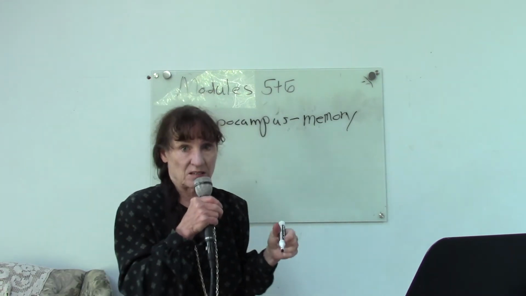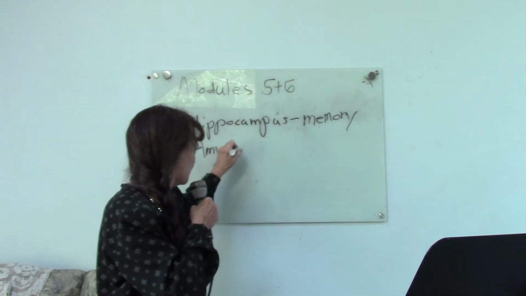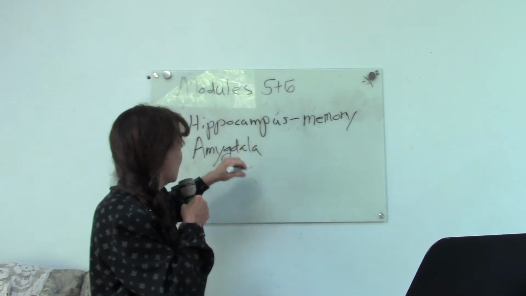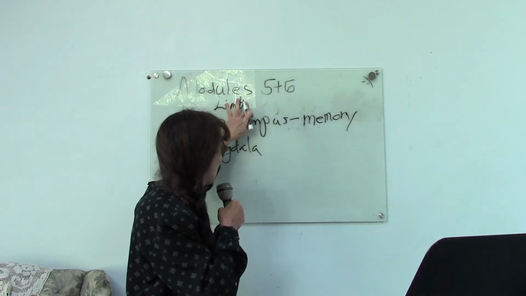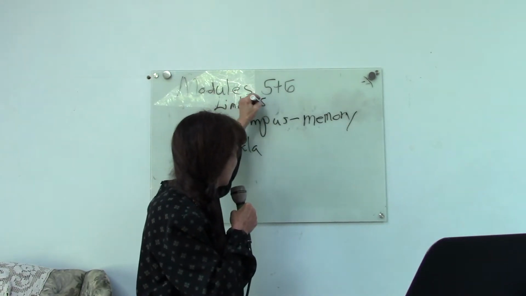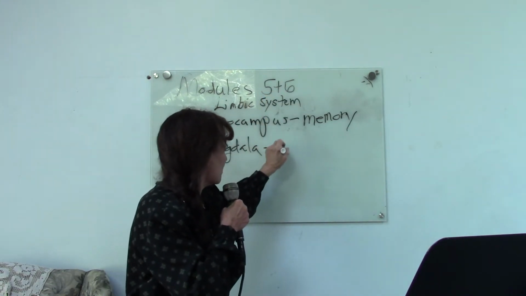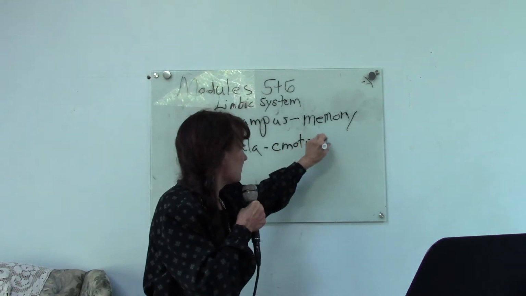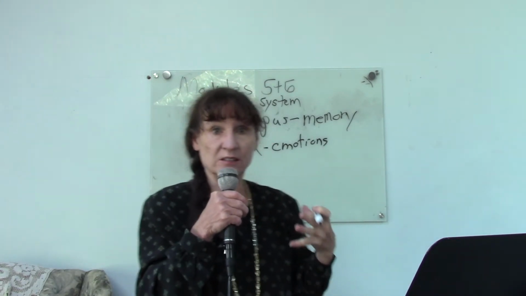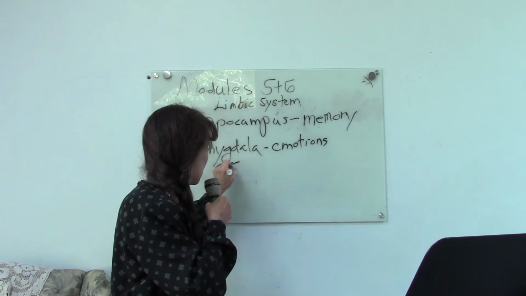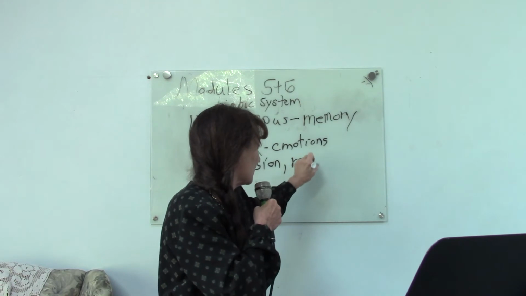Okay, the next structure of the limbic system that your book talks about is the amygdala. And the amygdala has to do with emotions. Limbic system. Okay, so emotions. And the extremes of emotions. So you have aggression, rage, and fear.